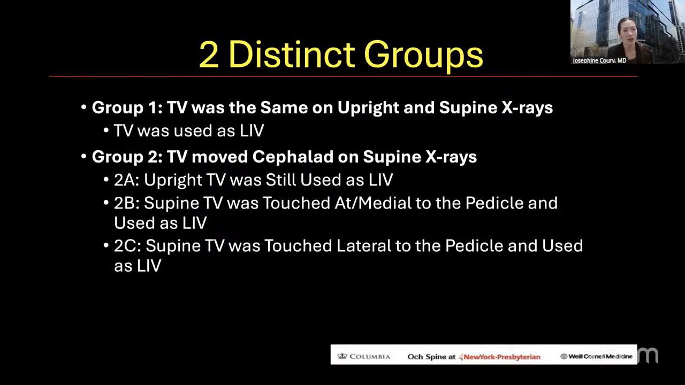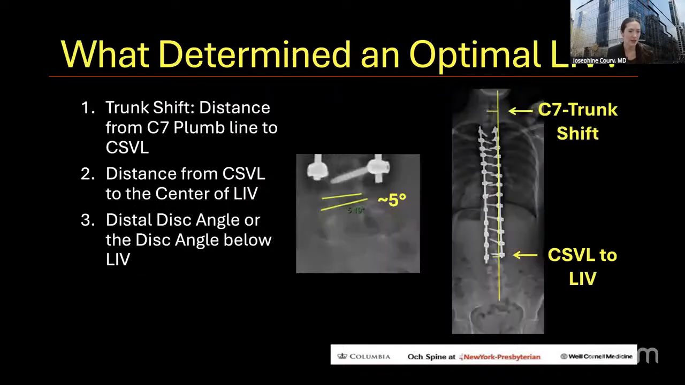So we had a group where we still used the standing last touch vertebra. We had a group where we used the supine touched vertebra and it had substantial contact. And then we had a last group where we used the supine touched vertebra, but it did not have substantial contact. So we determined that a patient was fused to an optimal LIV in 3 pretty standard ways.